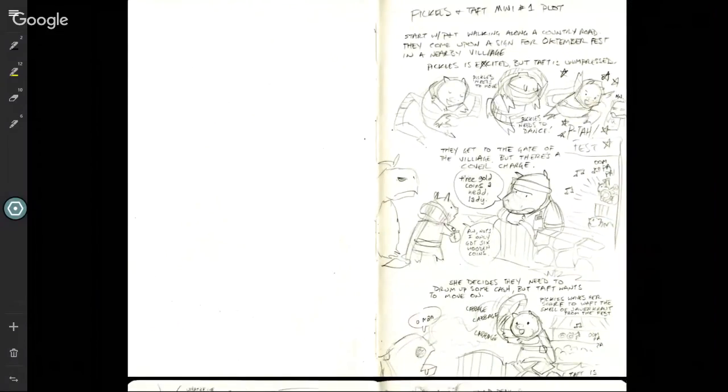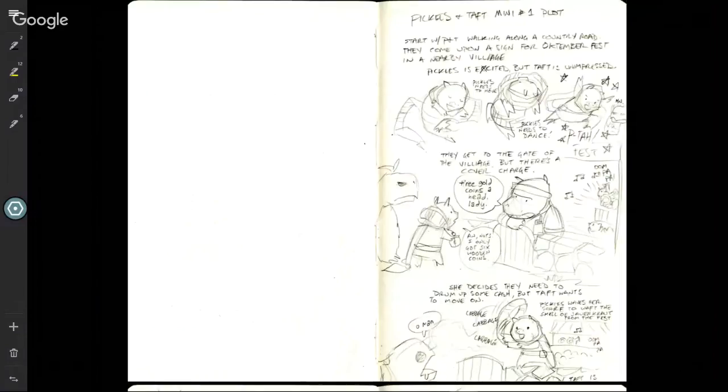So I just start writing out sentences and drawing little tiny moments from the story in my sketchbook. Right? They get to the gate, and the guy at the gate's like, "Oh, you got to, 3 gold coins ahead." She's like, "Oh, nuts! I only got 6 wooden coins." And she's trying to convince Taft to go on this adventure with her, and she's wafting the smell of pierogi from the October festival, and he's like, "Oh man, I really got to go now."